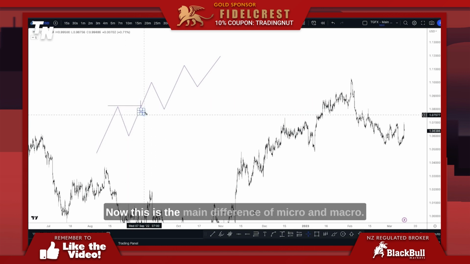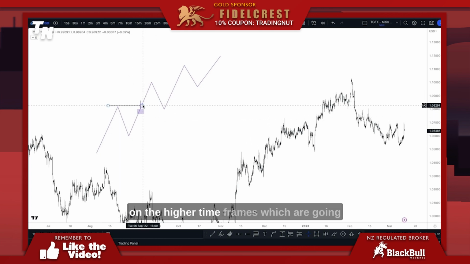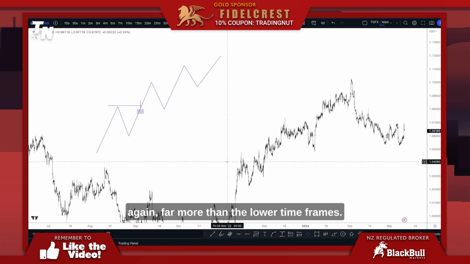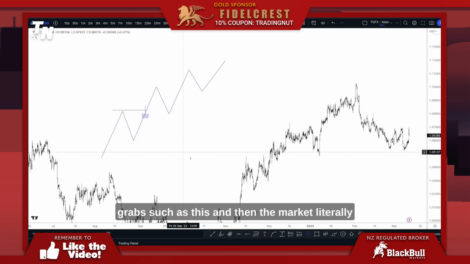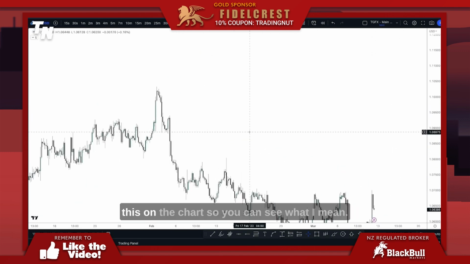Now, this is the main difference of micro and macro. The thing is, there's far much more liquidity on the higher time frames, which are going to be manipulated and targeted time and time again, far more than the lower time frames. So what you'll see is a lot of liquidity grabs such as this, and then the market literally crashes back down to the sell side. So let me actually show you a couple examples of this on the chart so you can see what I mean.